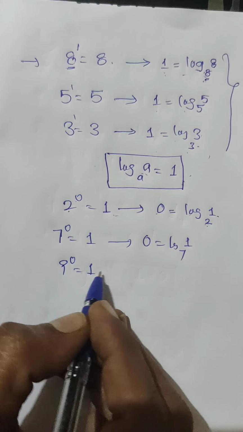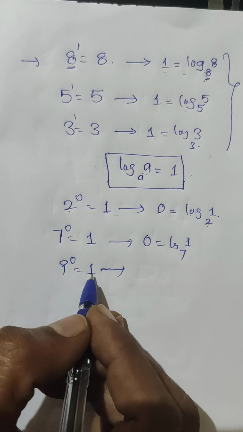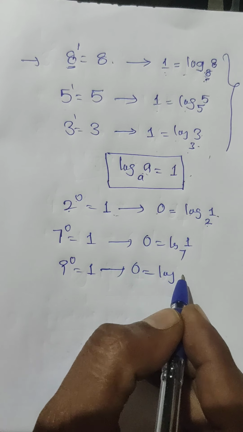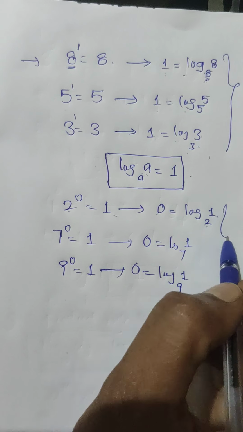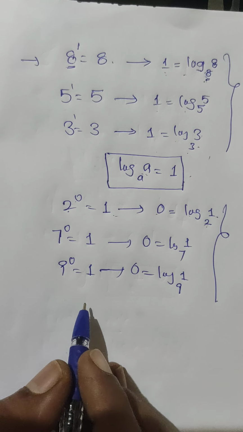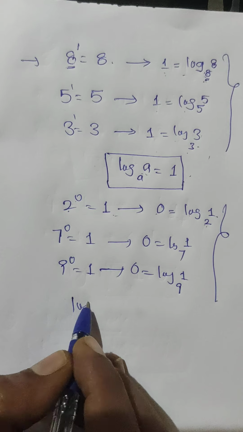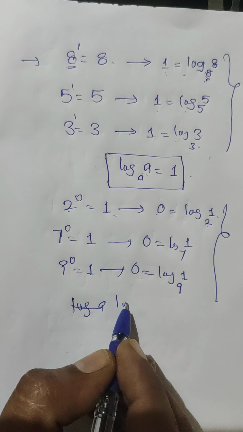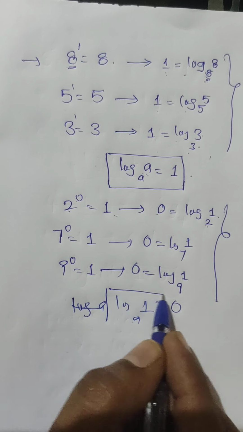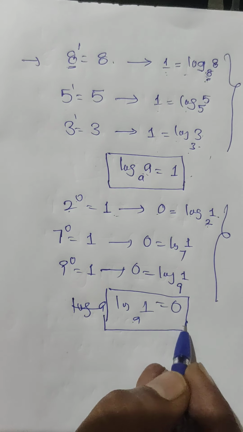9 power 0 is 1. Any number power 0 is always 1. So what does it become here? 0 is equal to log 1 to the base 3. From these examples, again, what do you observe? Whatever may be the base, the logarithm of 1 is always 0. So generalize this: log 1 to the base a, where a means whatever the base may be, is always 0. So this is another one you have to remember.